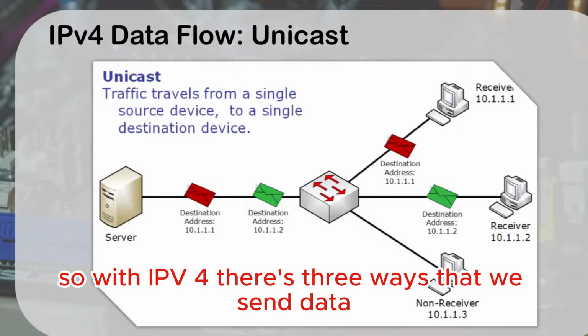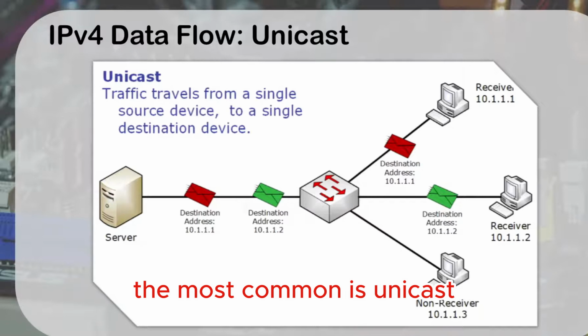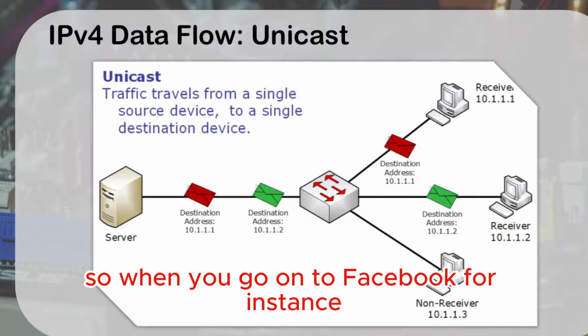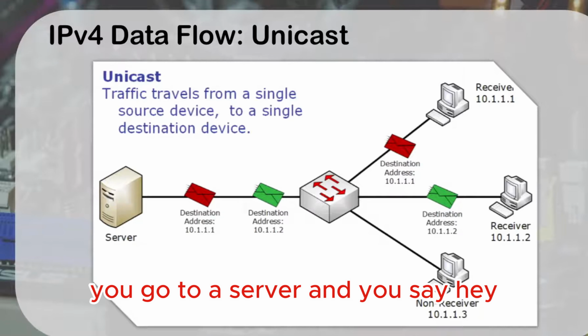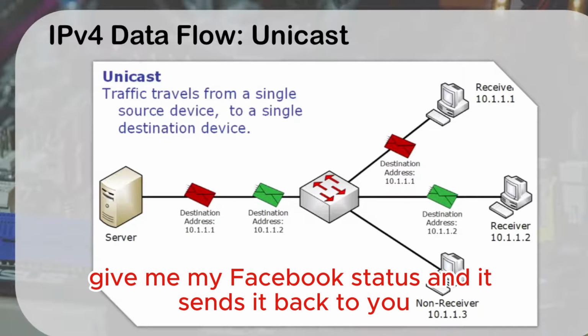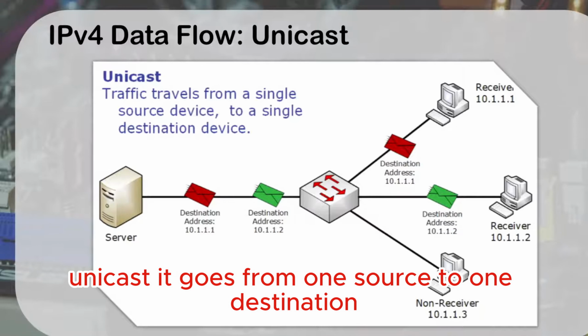So with IPv4, there's 3 ways that we send data. The most common is unicast. So when you go onto Facebook, for instance, you go to a server and you say, hey, give me my Facebook status, and it sends it back to you. Unicast, it goes from one source to one destination.